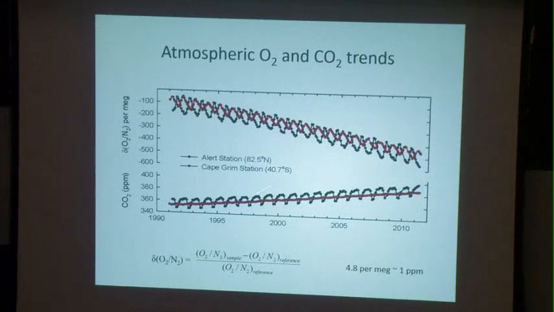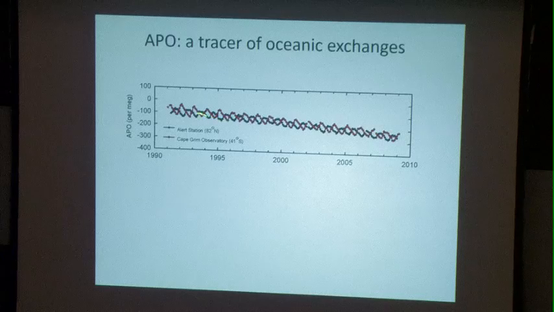And if you look at Alert, where you have a substantial land signal in the northern hemisphere, you have an even bigger signal in oxygen. That's because you have a combined oxygen and CO2 signal. But if you sum the oxygen and CO2 to get APO, you still have cycles. And these cycles are mostly reflecting oxygen exchange with the ocean seasonally. And so this is the northern hemisphere cycle and the southern hemisphere cycle.